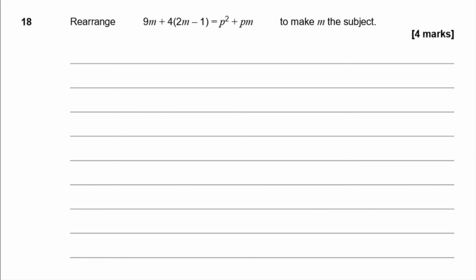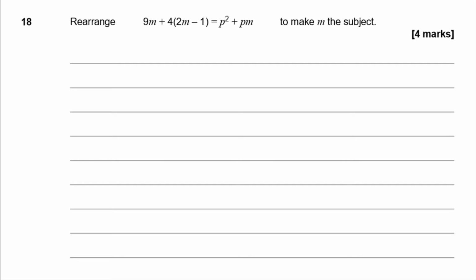Question 18. Rearrange 9m plus 4 lots of 2m minus 1 equals p squared plus pm to make m the subject. Okay. So we've got m's appearing all over the place here. Now we need to get all the m's together in order to make m the subject. So let's see if we can do that.